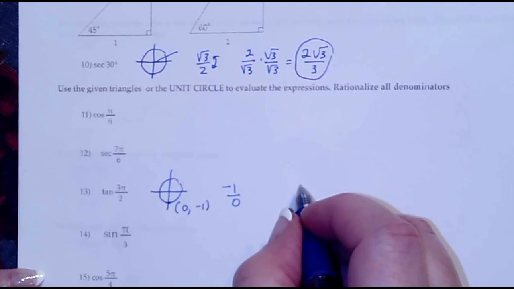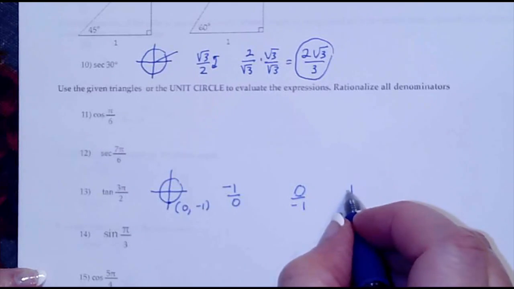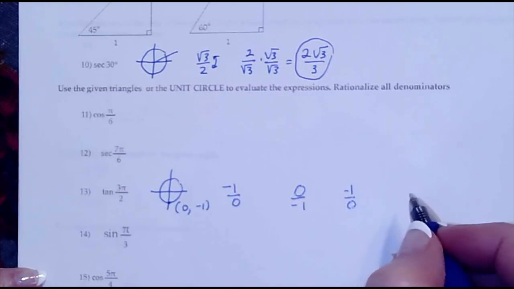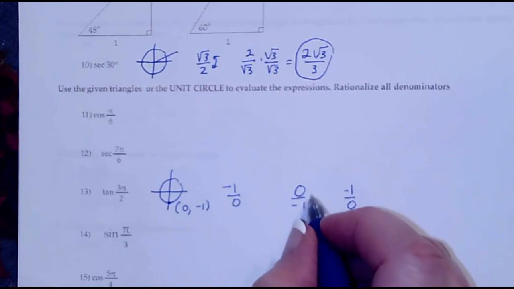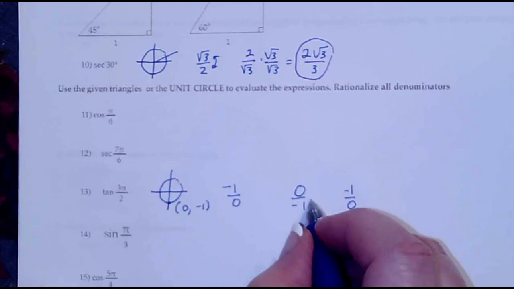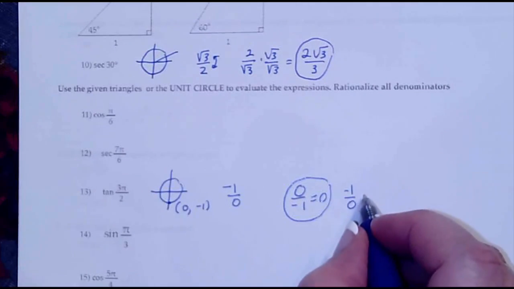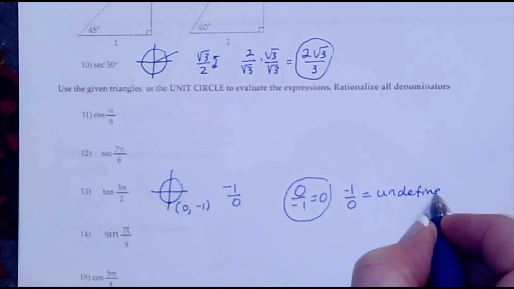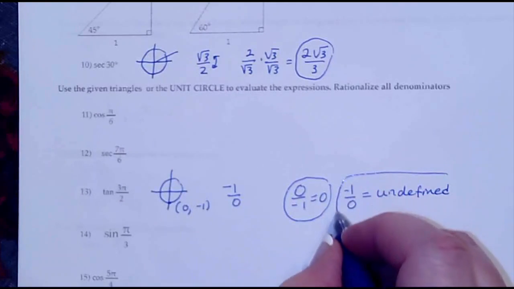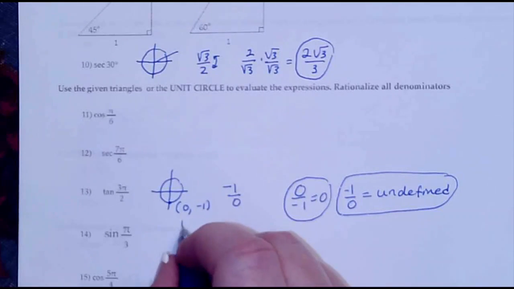So a lot of people have trouble. 0 over negative 1, or negative 1 over 0. Which one of those is okay and which one of those is not okay? This one equals 0, so that one's okay. This one is undefined, because we can't divide by 0. So make sure you're careful with those two. So in this case, our answer would be undefined.